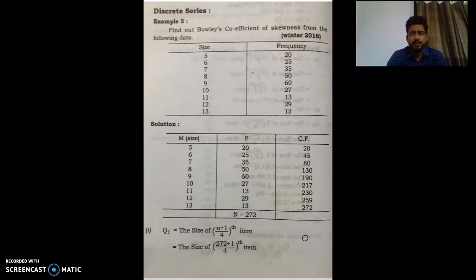We had already finished Karl Pearson's coefficient of skewness in previous lectures, and we also finished Bowley's coefficient of skewness for individual series. In this particular lecture, we are here for Bowley's coefficient of skewness for discrete series. The problem that I considered here was already asked in Rashtrasant Tukadoji Maharaj Nagpur University examination of winter 2016.